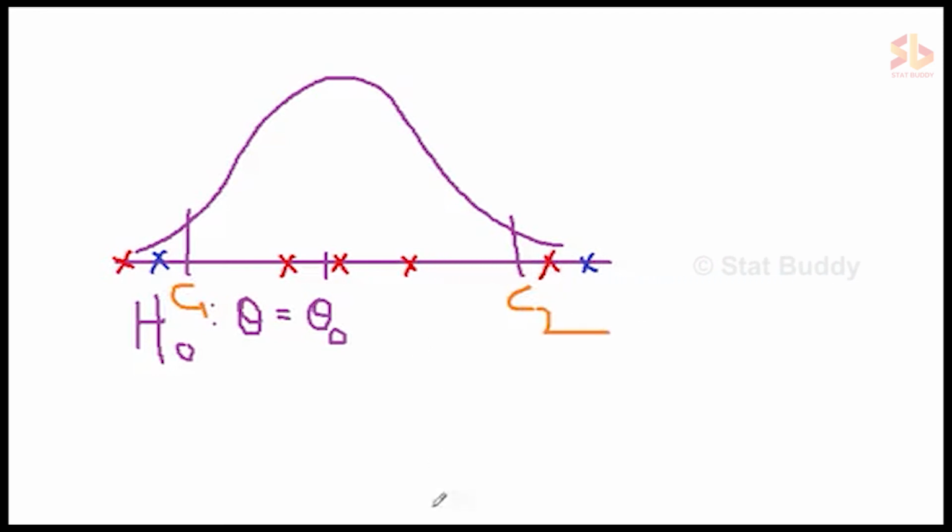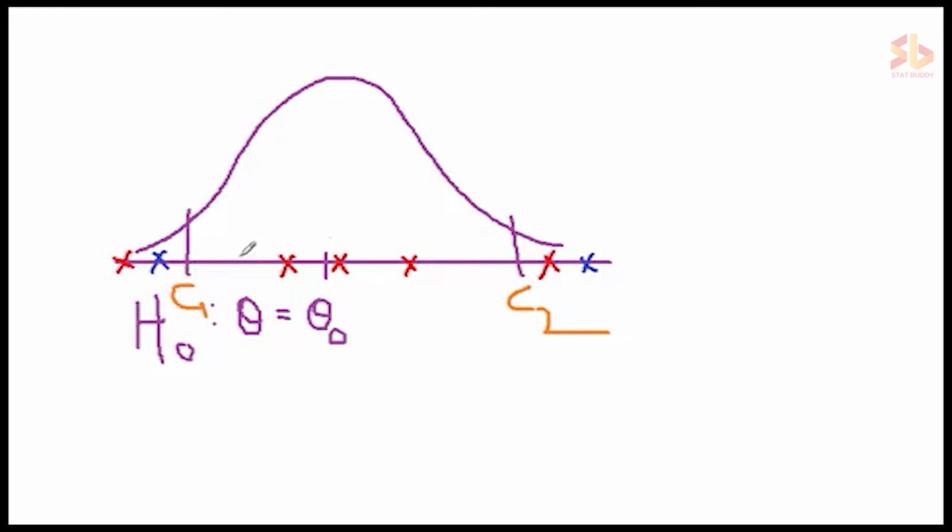Now suppose we need to take a decision. So we calculate the value of theta hat, the estimate of theta from our sample, and that value is less than C1 or greater than C2. Then we can consider that these values are sufficiently far away from theta naught, so we can reject H naught.